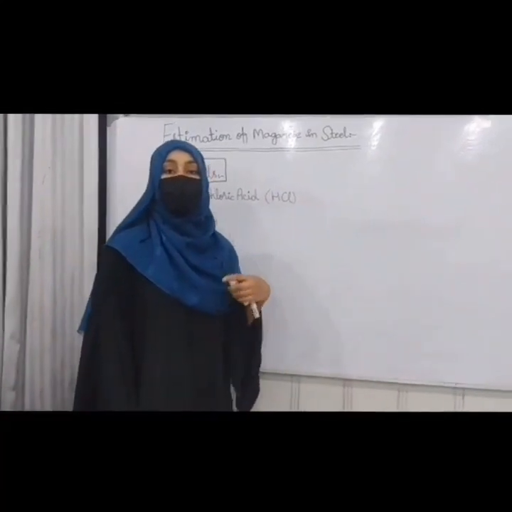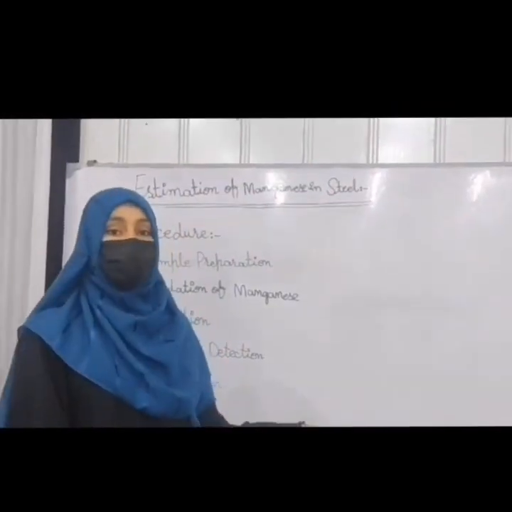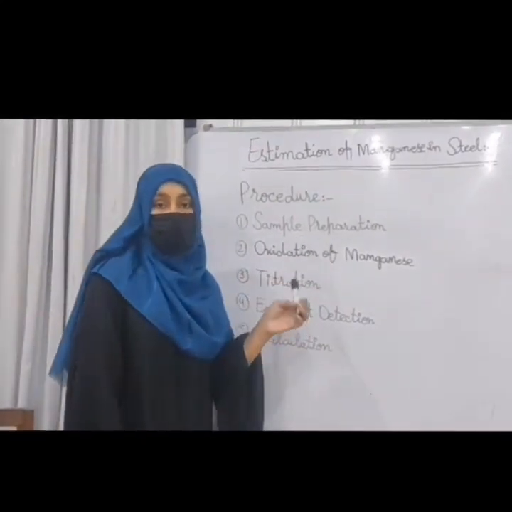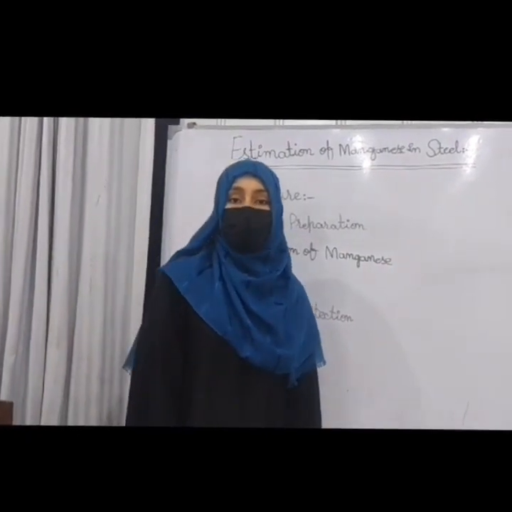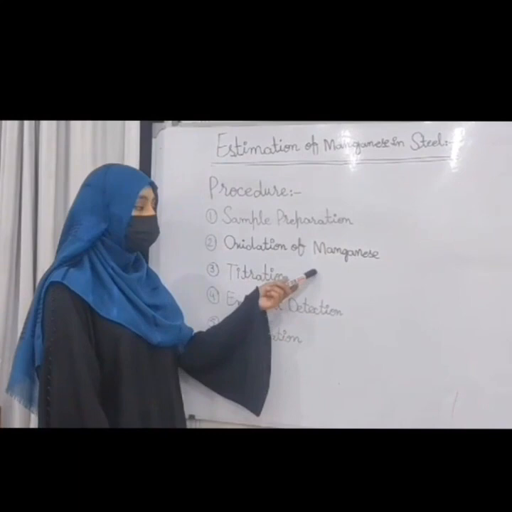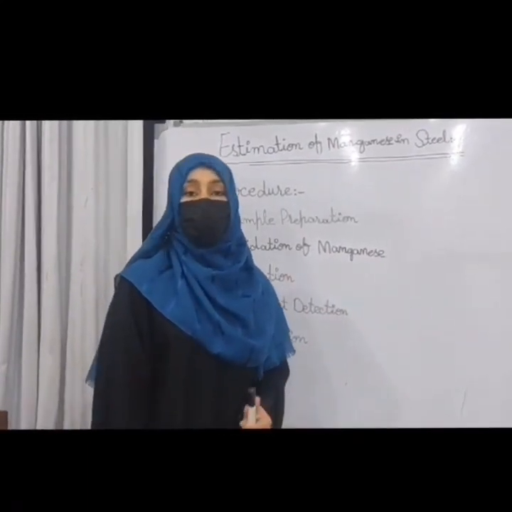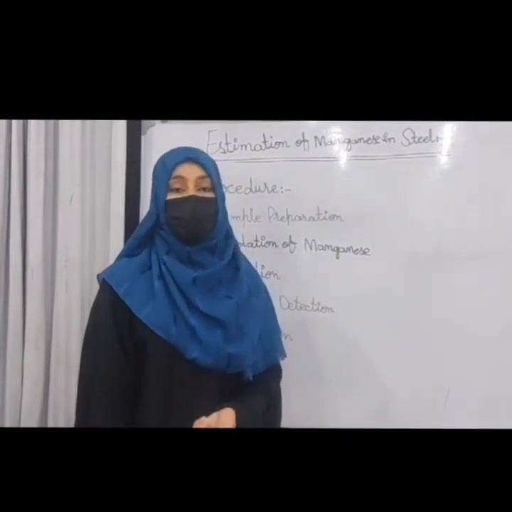Now I move forward to the procedure, divided into different steps. The number 1 step is sample preparation. A sample of steel is dissolved in an appropriate acid like sulfuric acid or hydrochloric acid. And number 2 is oxidation of manganese. Manganese in the steel is oxidized to form permanganate ion using an oxidizing agent like KMnO4.